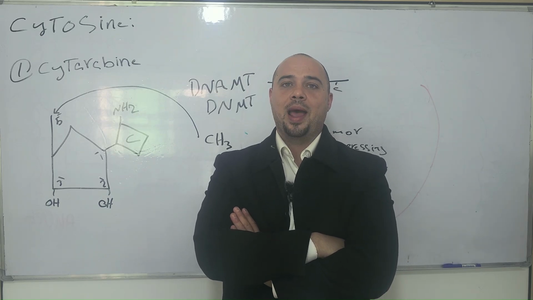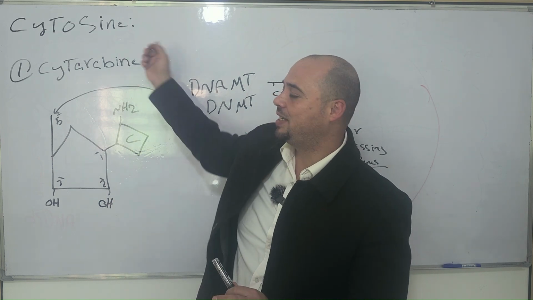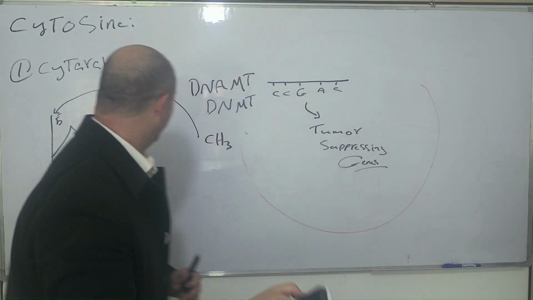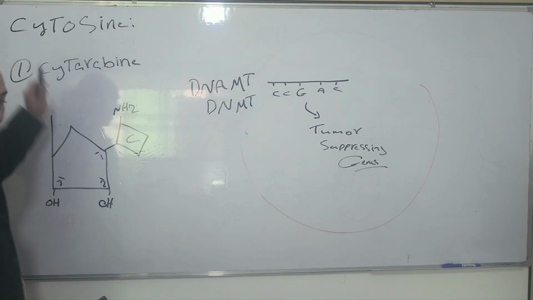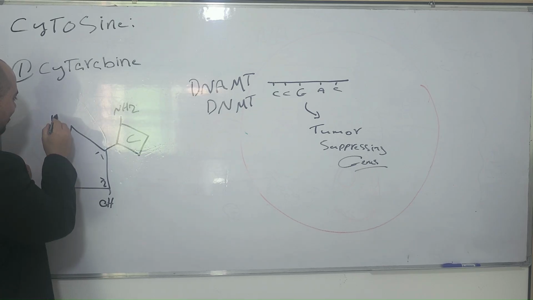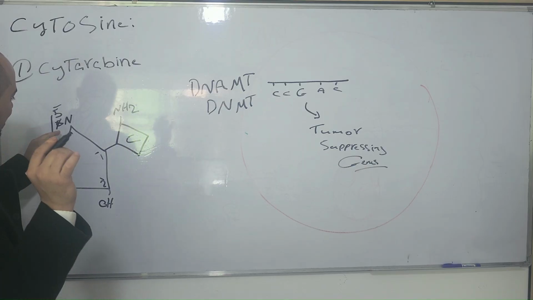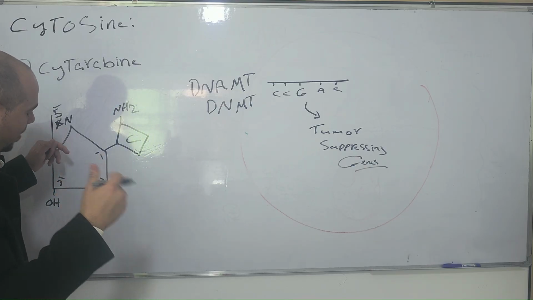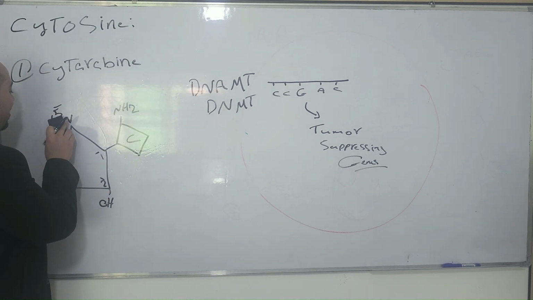Now, this is where azacitidine and decitabine come in. What they do here is these are cytosine analogs. What does that mean? It means they look exactly like cytosine, right? The only difference is at the 5 prime carbon, at the 5 prime end, instead of a carbon being here, they put a nitrogen. So the drugs are manufactured in a way where over here at the 5 prime end, there's no carbon, instead there's a nitrogen.